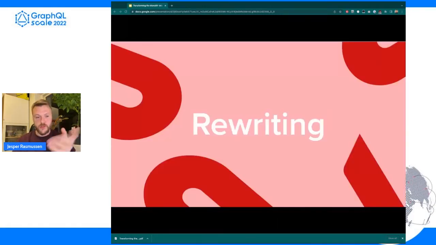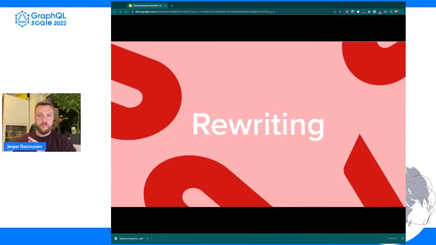So let's talk about rewriting. In general, you really don't have to do a lot of rewriting if you're moving to a federated setup, and I would probably suggest that you do as little rewriting as you possibly can, simply due to the fact that you will add more potential error risks in doing so.